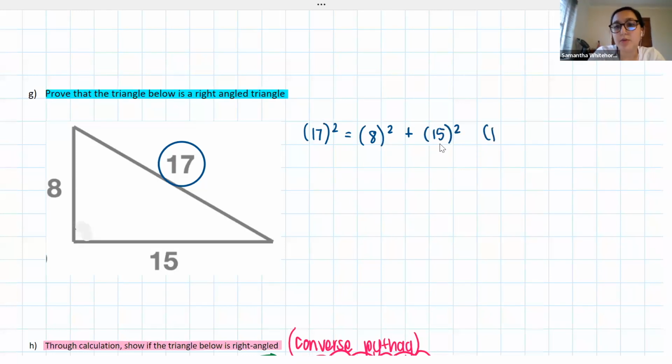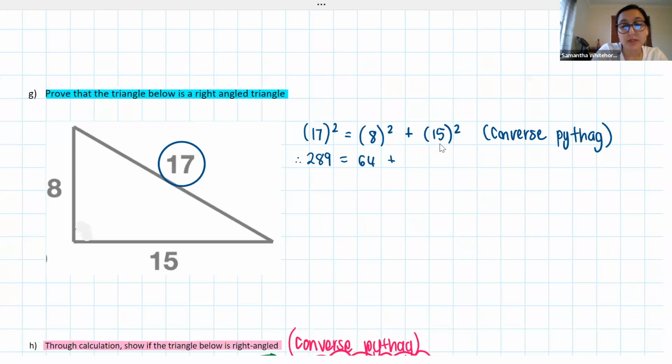Remember your reason. I write my reason: converse Pythag. Okay, so once we've done that, we can now start calculating. 17 squared is 289. 8 squared is 64. 15 squared is 225. If I now add 64 and 225, I get 289.